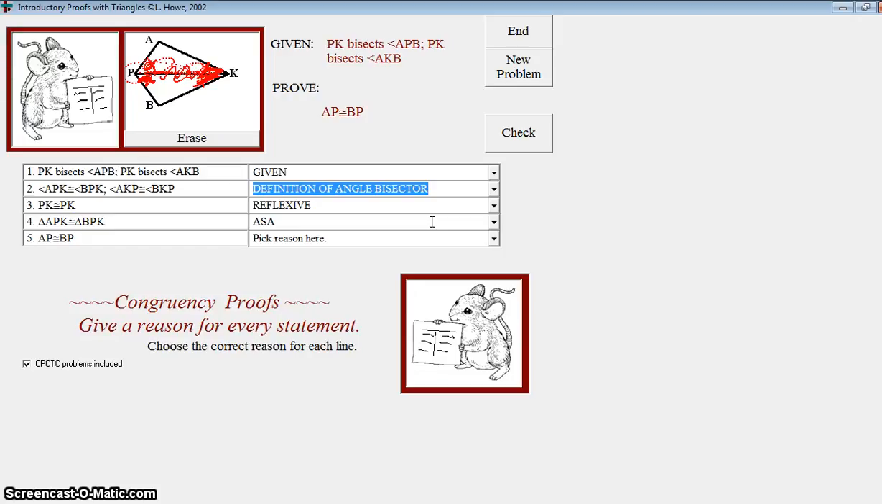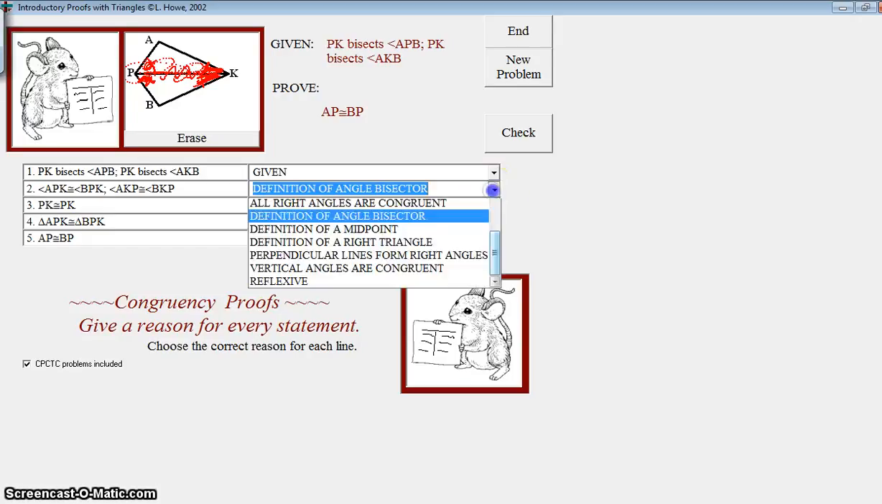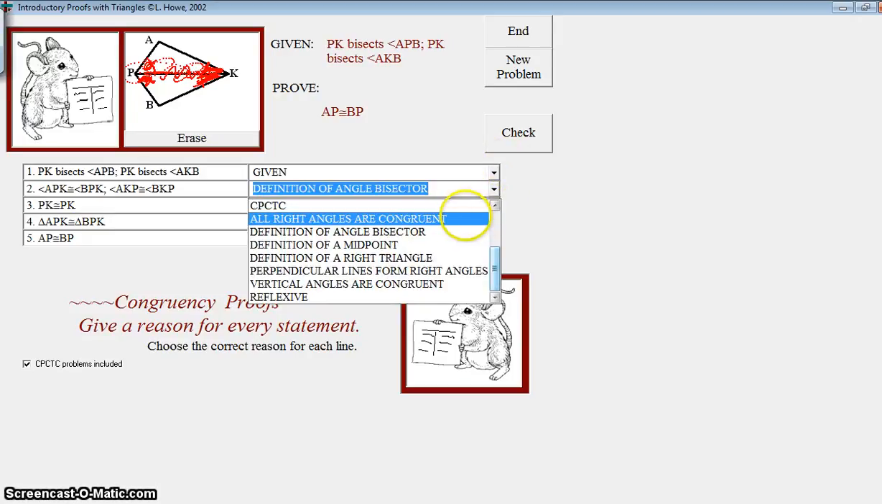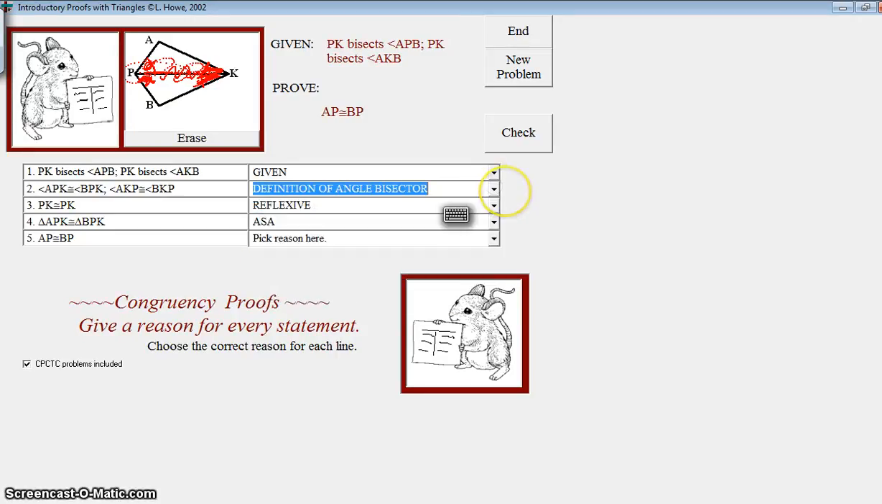Now you may not get these right on the first try. You may say, well, I don't know what that means. All right angles are congruent maybe? Click around on here and see what happens when you get something wrong. So PK is congruent to PK. Well, that's my reflexive. I've already got a reason for that.